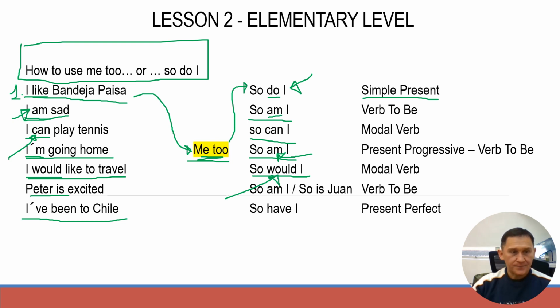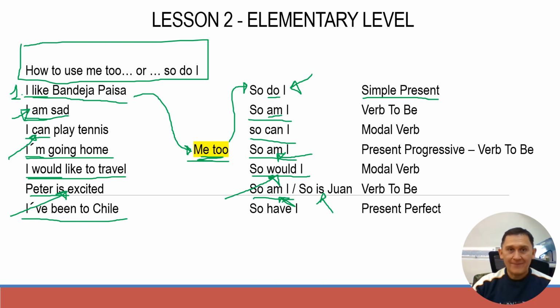After that, I have the verb to be once again. "Peter is excited." You can say "me too," or you can say "so am I," or "so is Juan" if you are talking about other person. But in both cases, you have to use the verb to be.